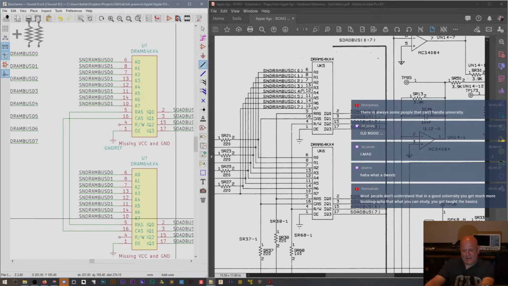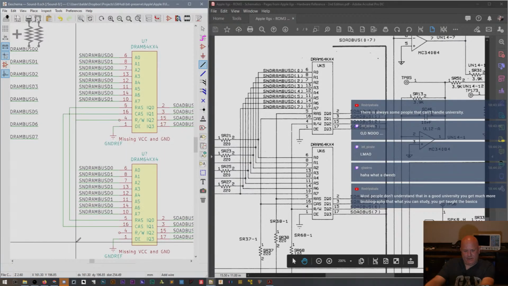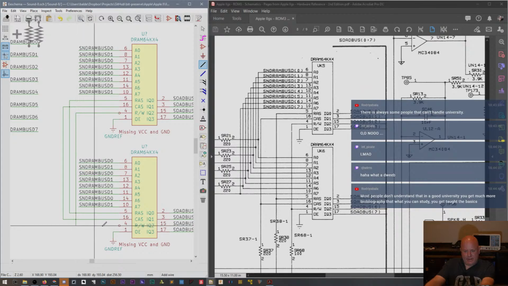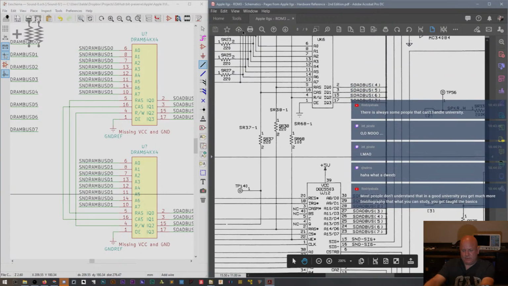All right, RAS CAS, write enable. Oh, that's not write enable, that's read write. My bad. And then output enable doesn't go anywhere. So those are all connected, and then it looks like we're gonna have some resistors, okay?